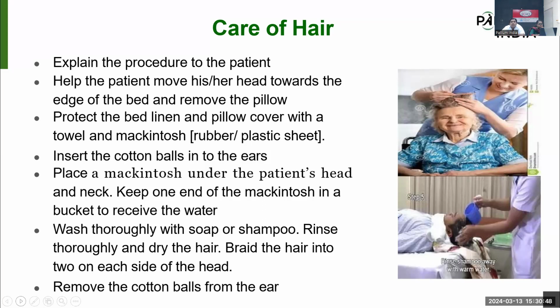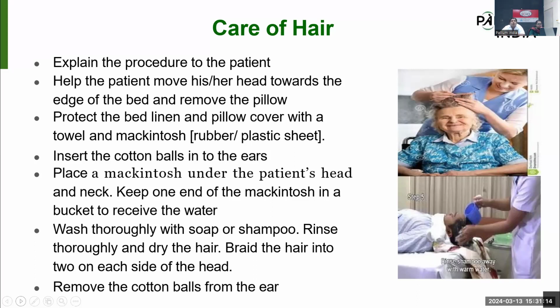Insert the cotton balls into the ears. For what purpose are we inserting the cotton balls? To avoid the entry of water into the ears. Place a Macintosh under the patient's head and neck. Keep one end of the Macintosh in a bucket to receive the water. It will be placed cone-like, and the tip of the cone will go into the bucket.